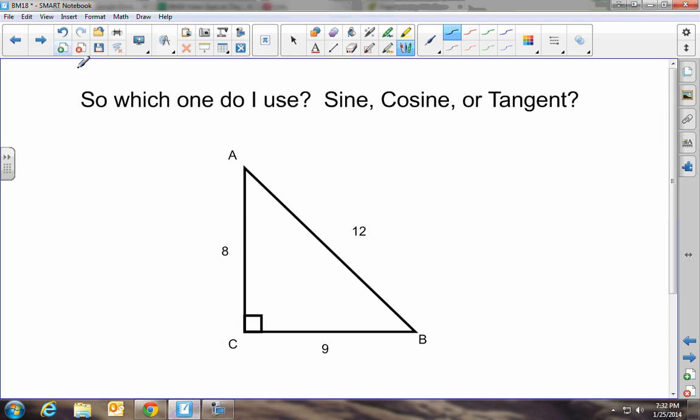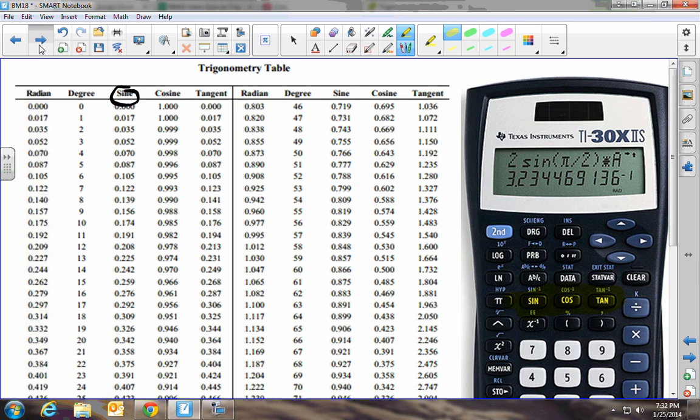When trying to determine which one you use, you need to know which angle you're trying to find. And once you know what angle you're trying to find, figure out which sides you have. If we have this side, and we're looking for angle A, well, that's adjacent over hypotenuse. If we have this side and this side, well, that's an opposite over hypotenuse. We would use sine. And let's say that we have this side and this side, we're still looking for angle A. Well, we have opposite and adjacent, and that's going to be tangent. And you just apply the same steps on the calculator.